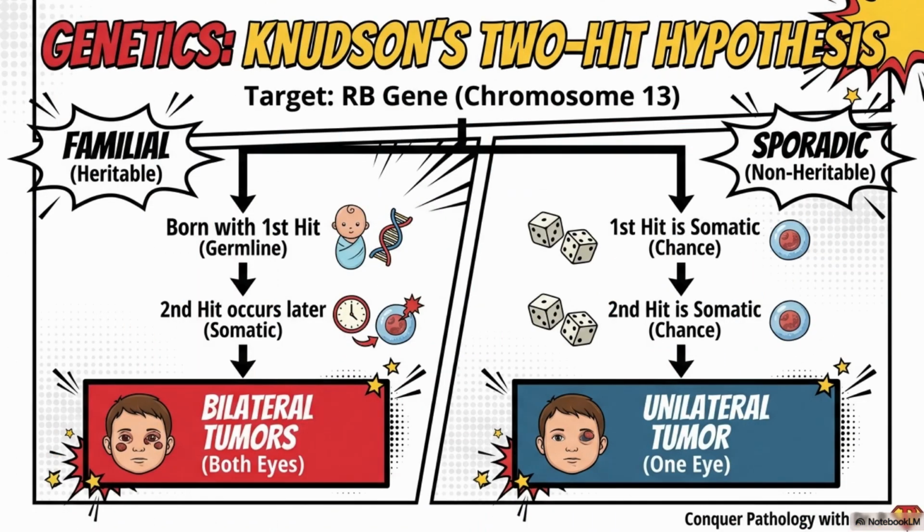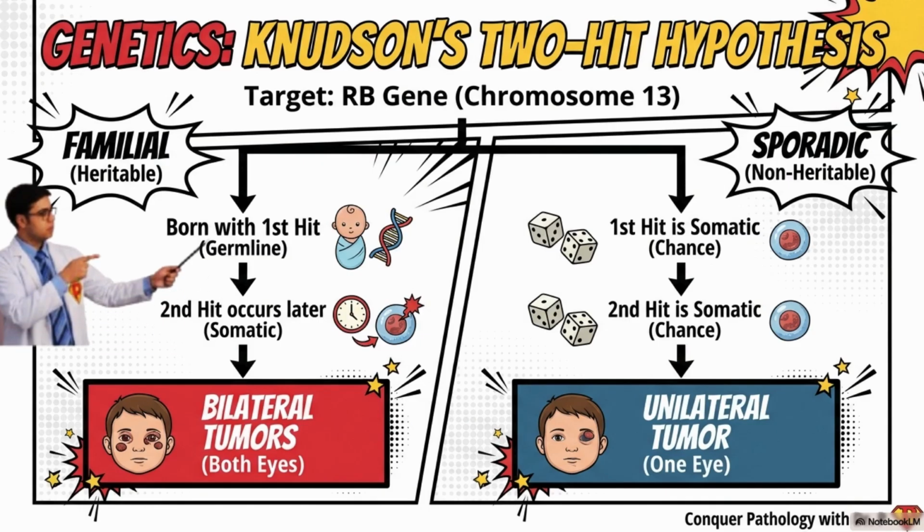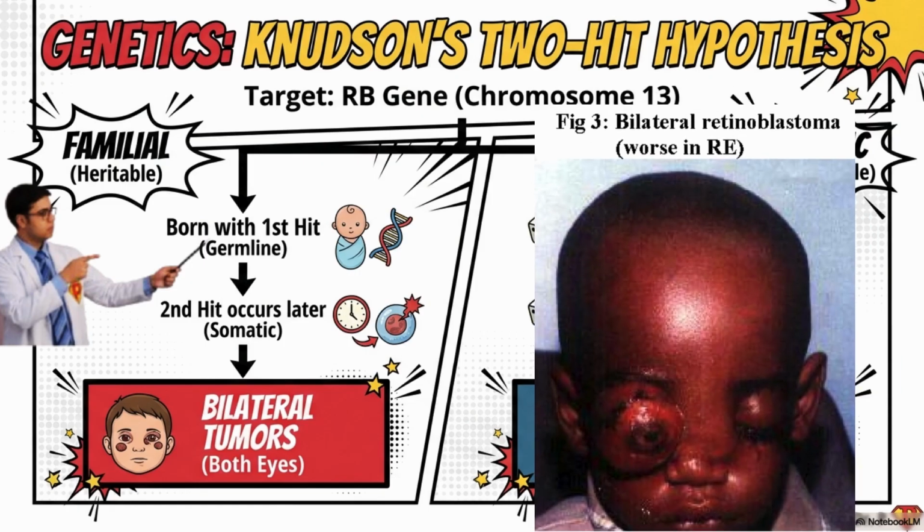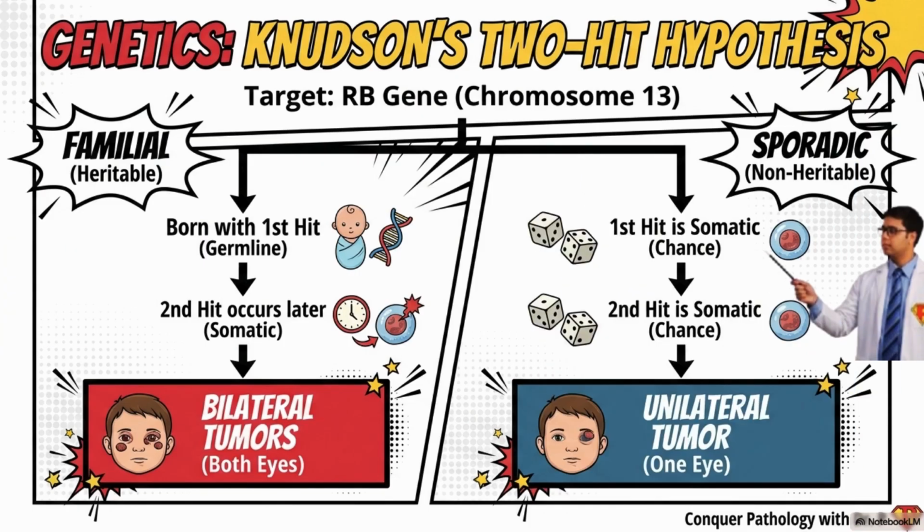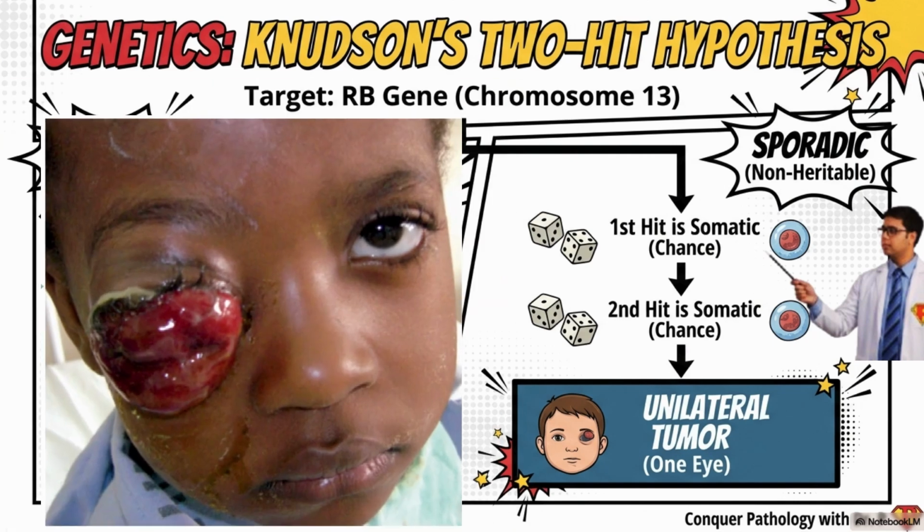How does retinoblastoma happen? You must explain Knudson's two-hit hypothesis. Knudson said, one mutation isn't enough. You need the second hit. The target is the RB gene on chromosome 13. In familial or heritable disease, the child is born with the first hit in every cell, or germline. The second hit happens later. The result is bilateral tumors, both eyes are affected. Whereas in a sporadic or non-heritable case, the first hit is random chance and the second hit is also random chance. The result is a unilateral tumor, only one eye is affected.